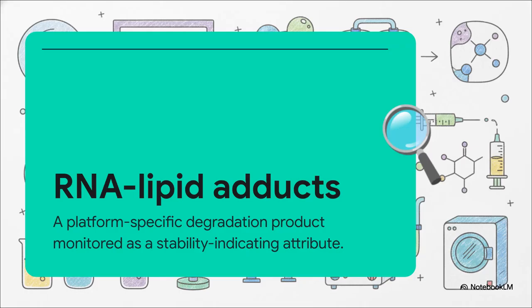But the plot actually thickens for Vectra. Separately, their ongoing stability data starts showing a slow rise in something called RNA lipid adducts. Now, an adduct is a platform-specific degradation product where the lipid actually reacts with and binds to the RNA over time. It's a critical stability indicating attribute. Because this adduct level is creeping up toward the failure limit, Vectra's team has to step up and act like detectives. They're forced to scrutinize their storage conditions, question the raw lipid quality, and reevaluate the robustness of their entire formulation to stop the degradation. It really proves that the vigilance never stops, even long after the product is manufactured.